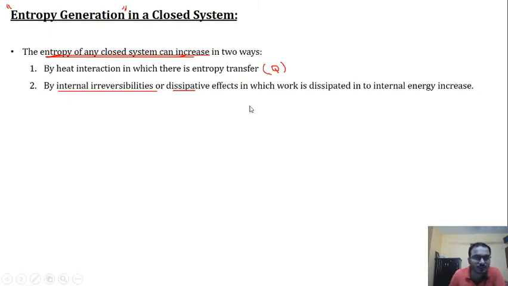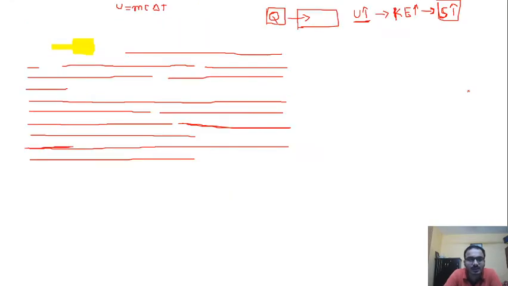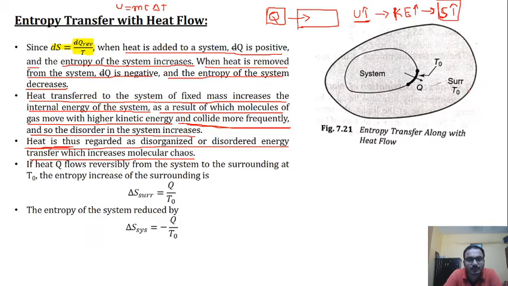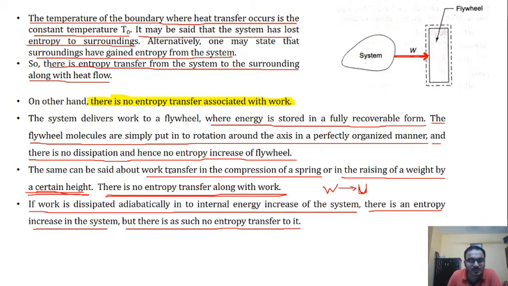So the second way there can be an entropy transfer is by internal irreversibilities or dissipative effects, in which the work is dissipated into internal energy increase. Okay, this is the second way in which the work is dissipated in internal energy increase. We have discussed the same point at the last statement of this previous theory, that is this. This is the second way, that the work is dissipated adiabatically into internal energy increase of the system. There is an entropy increase. Okay.